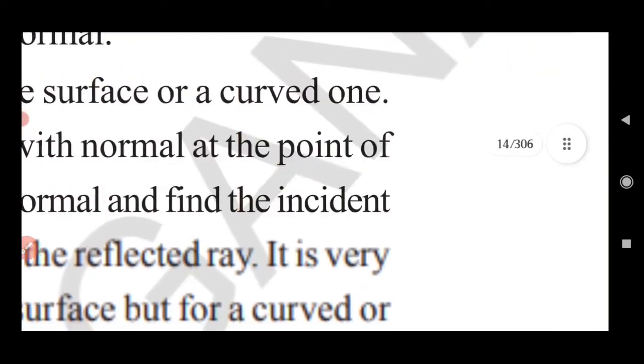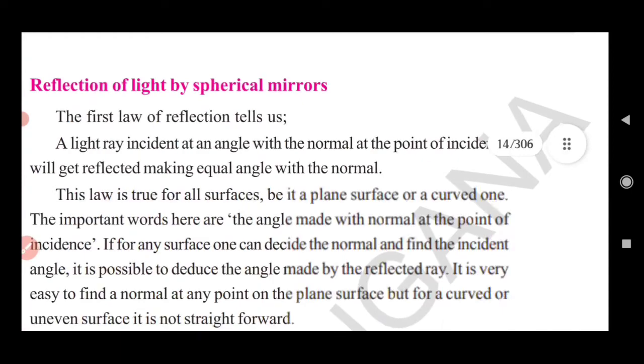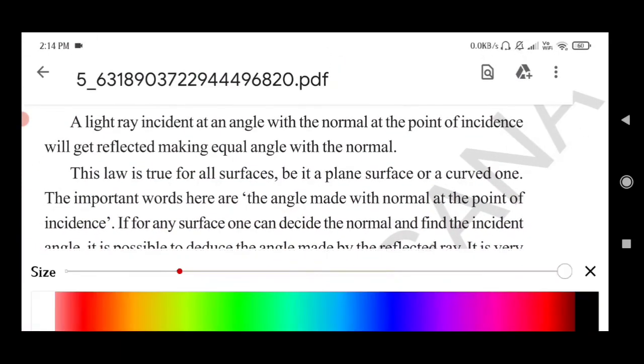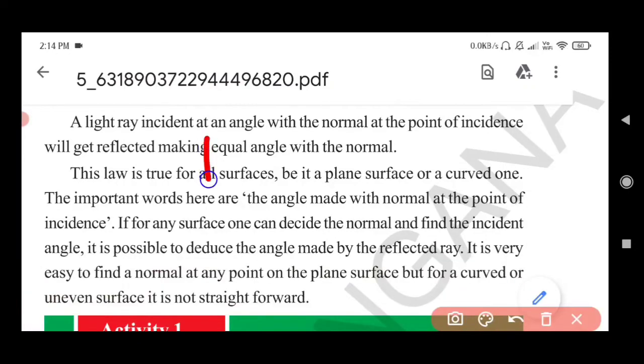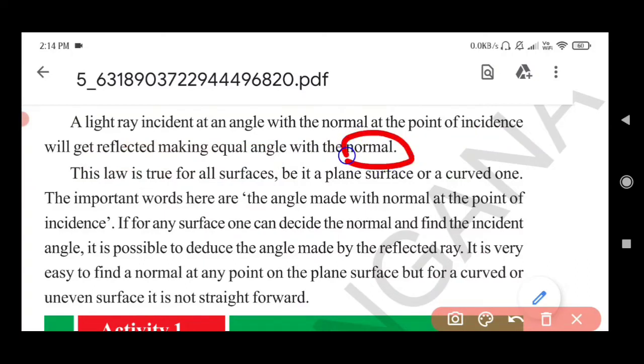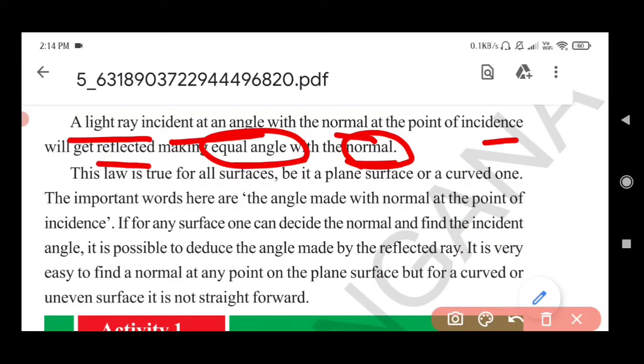Now let us talk about what is written here. Let us discuss it line by line. A light ray incident at an angle with the normal at the point of incidence will get reflected, making an equal angle with the normal. So what do I have to consider? I have to consider the normal, and the normal is a reference line. The angles should be equal. This is your first law.